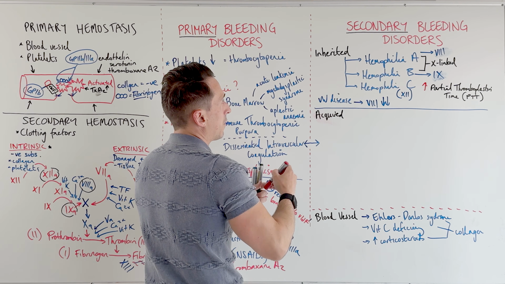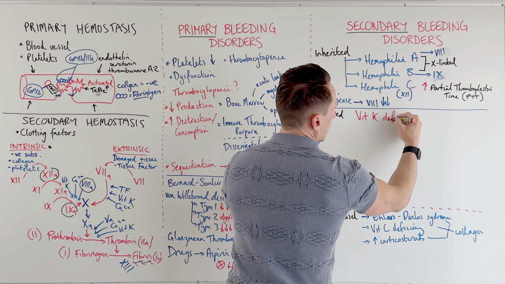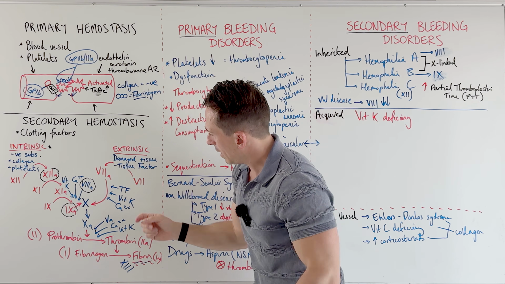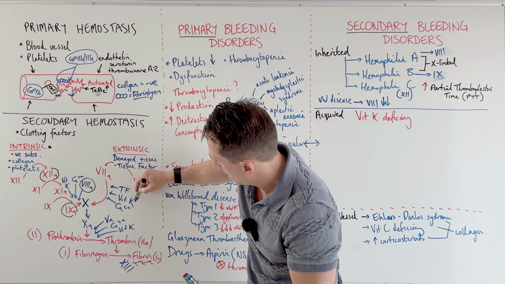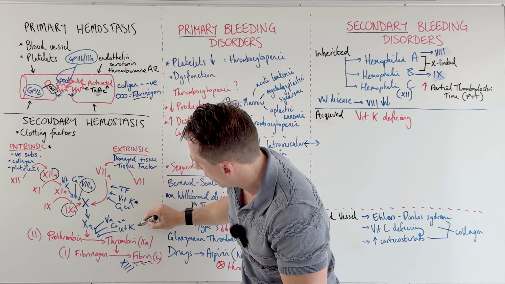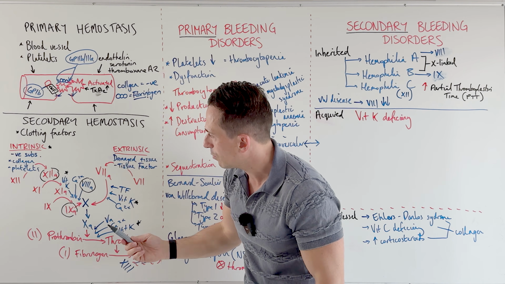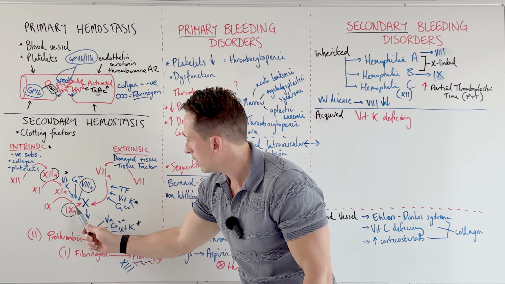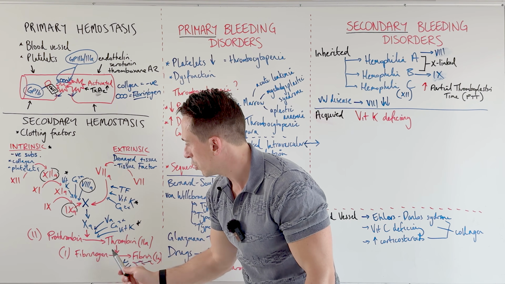acquired. So you can have vitamin K deficiency. Now the thing is, I told you we need vitamin K here, we need vitamin K here, we need vitamin K here. So vitamin K is really important for 9, 7, 10, and 2.